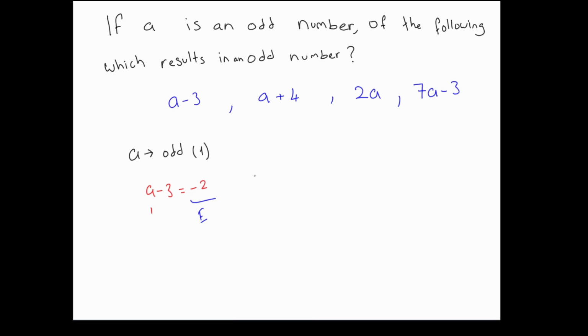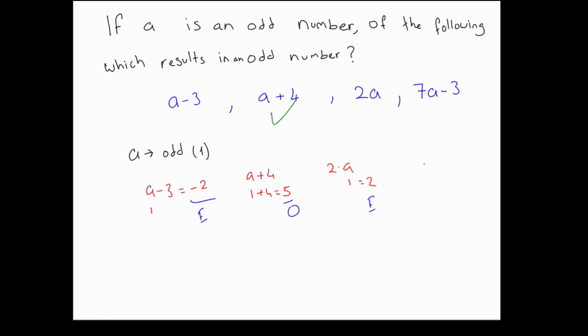Let's do the second one. A plus 4. 1 plus 4 is 5, and 5 is an odd number, so this does result in an odd number right here. Let's do 2 times a. If you remember what I said, if you multiply anything by an even number, the result is an even number, but we can just put that in. We can just also plug in 1. 2 times 1 is 2. The answer is also even, so that's not one of our options.